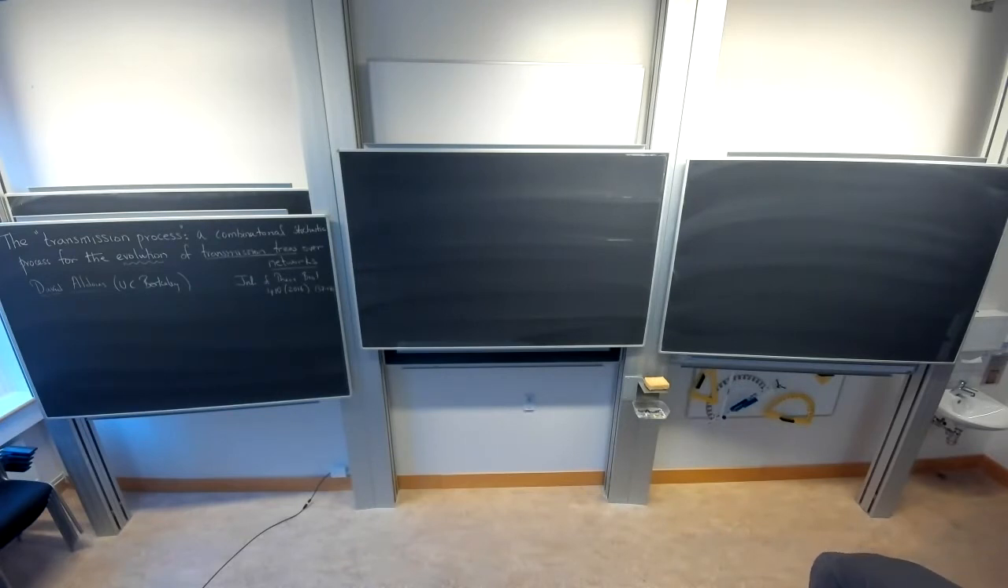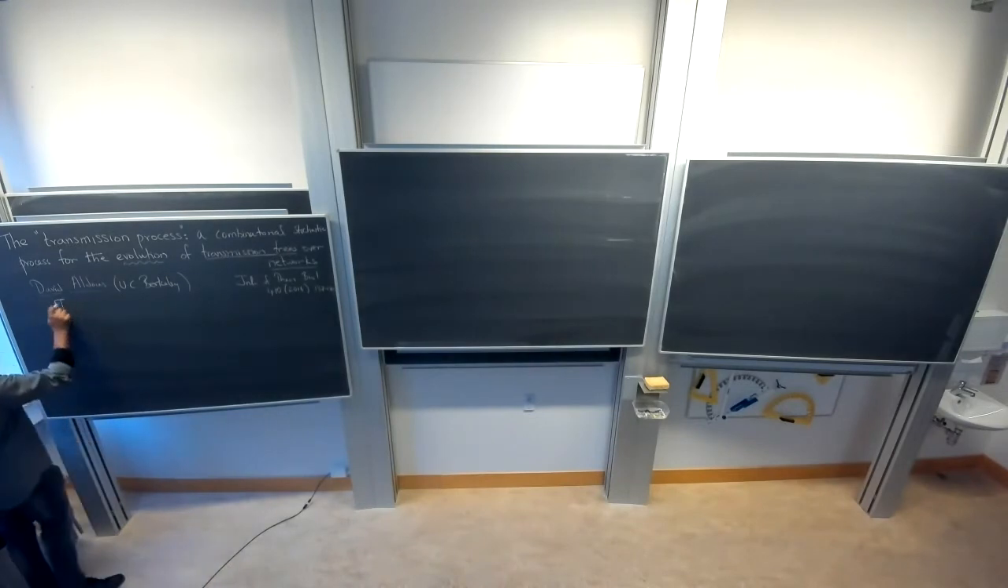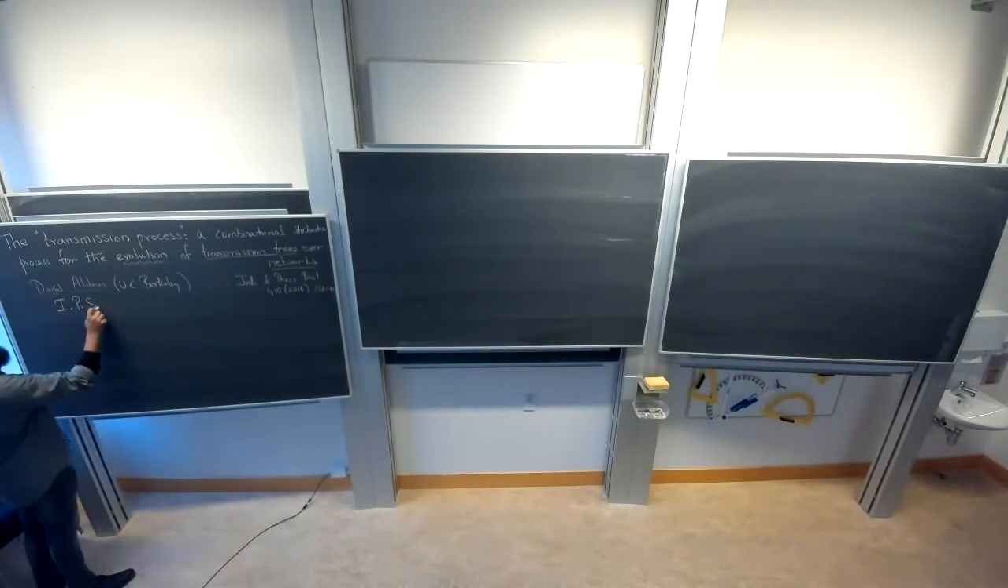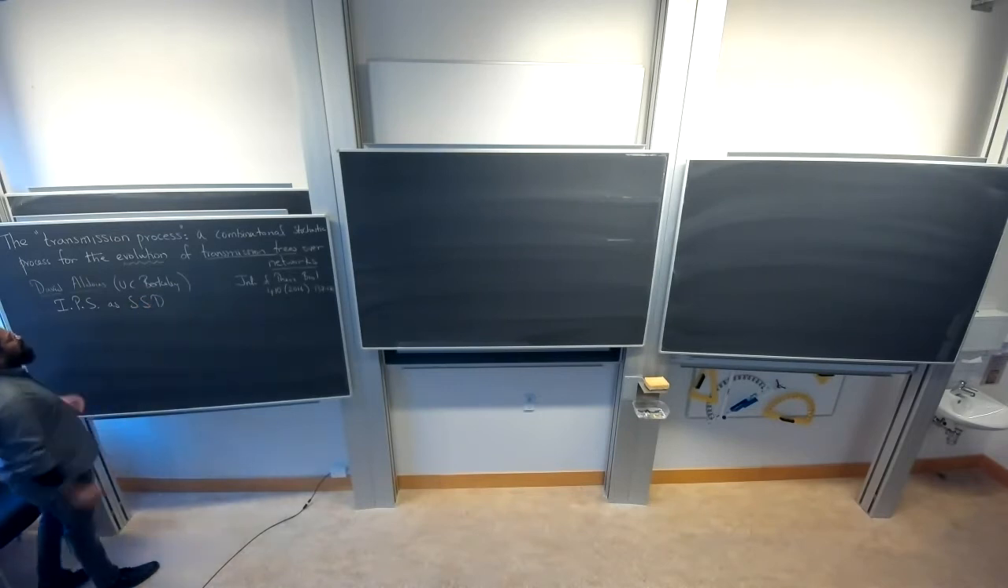It's called Stochastic Models, Interacting Particle Systems as Stochastic Social Dynamics, in Bernoulli, and it was published in 2013. So, interacting particle systems and stochastic social dynamics. What are these things? Systems as stochastic social dynamics.